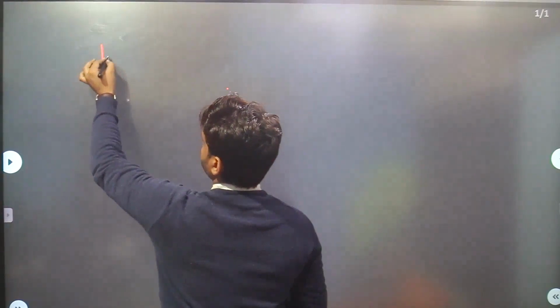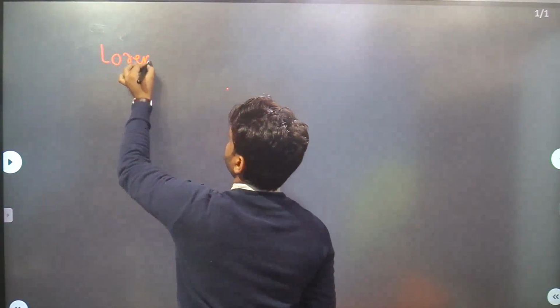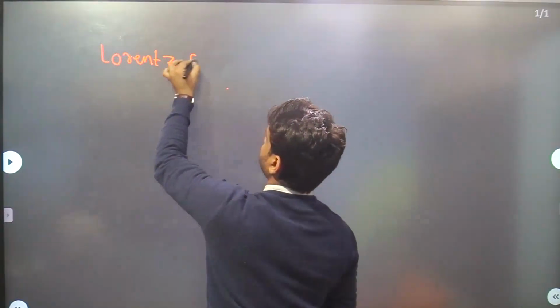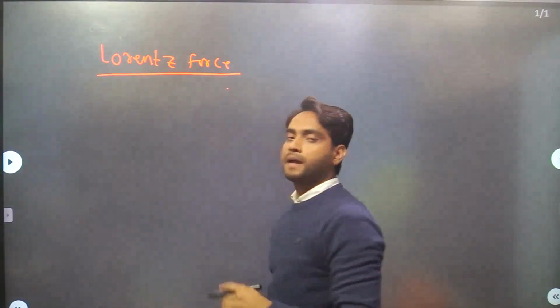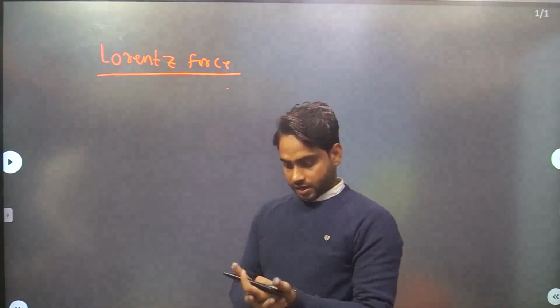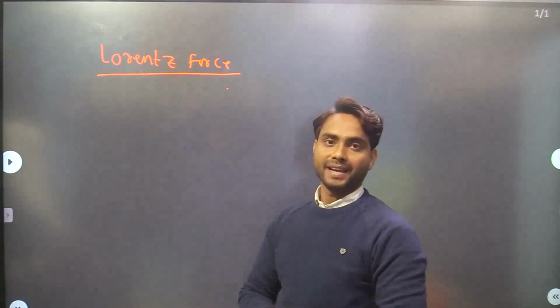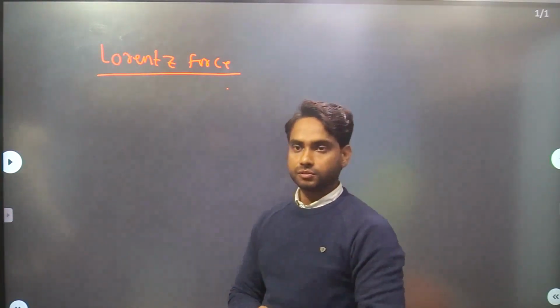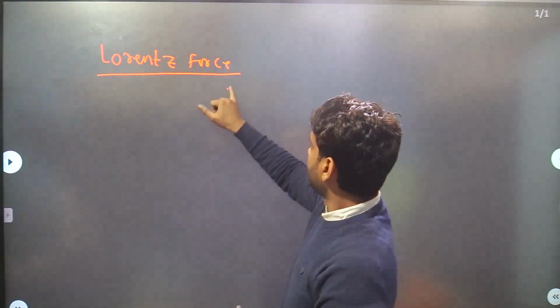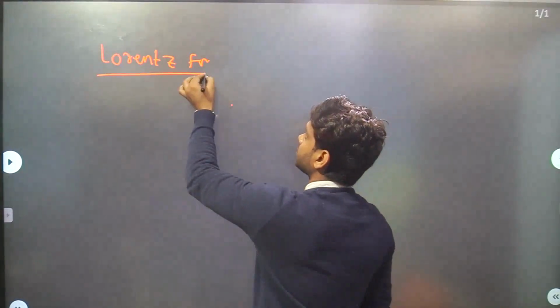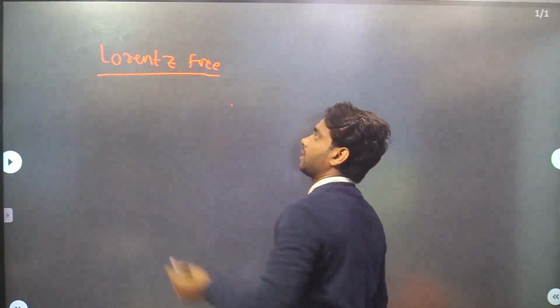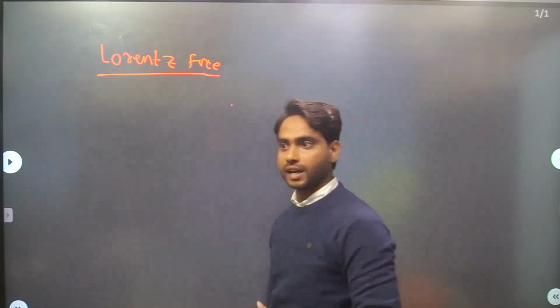So this is Lorentz force. The Lorentz force is basically the sum of magnetic force and electric force. So first of all, here we see what the magnetic force is and what the electric force is, and then we will see what the Lorentz force is, right?